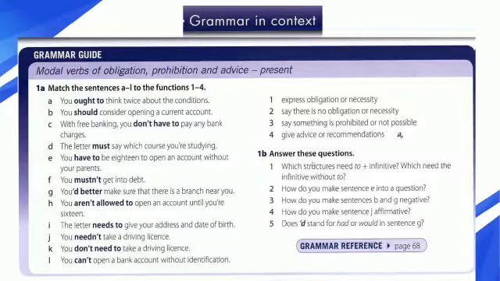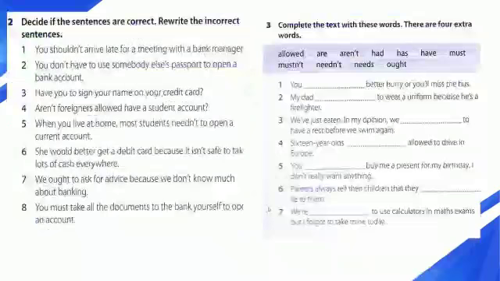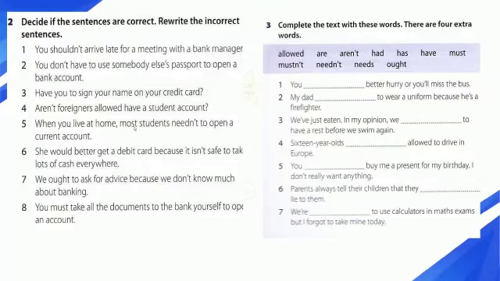Answer these questions. Hope that you can do it at home as a homework assignment because it's such an easy one. You have to refer to the sentences. Because now I want to do exercise number 2 with you, which is: decide if the sentences are correct. Rewrite the incorrect sentences. Sentence number 1, you shouldn't arrive late for a meeting with a bank manager. So it's correct. 2, you don't have to use somebody else's passport to open a bank account. You don't have? Sure not. You mustn't use somebody else's passport to open a bank account.